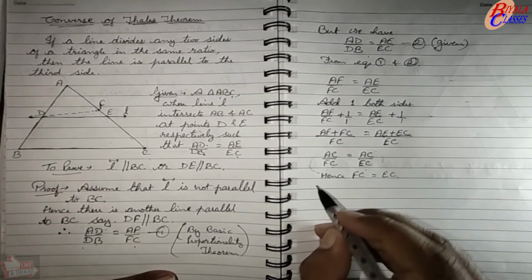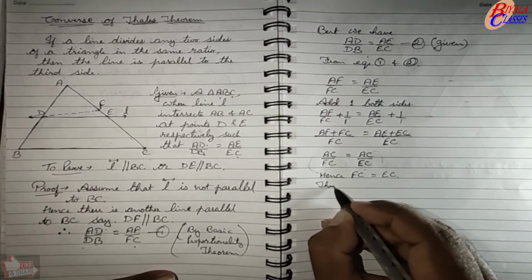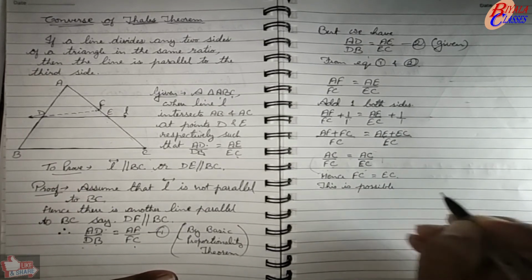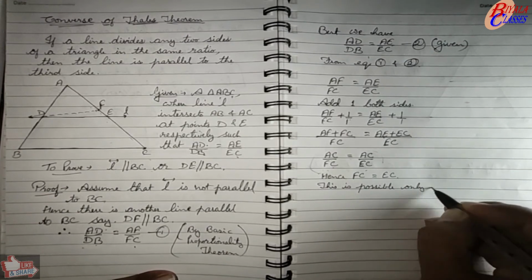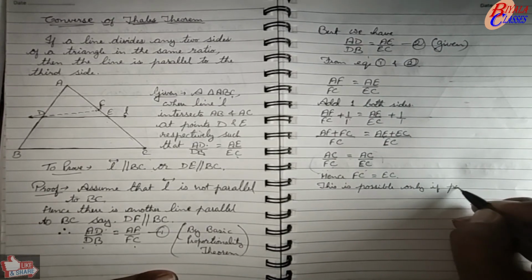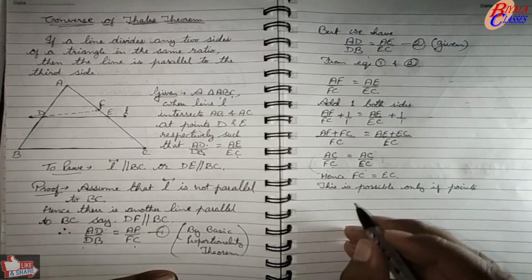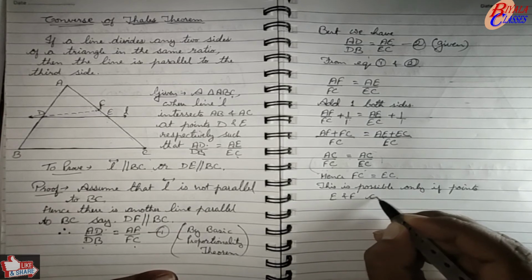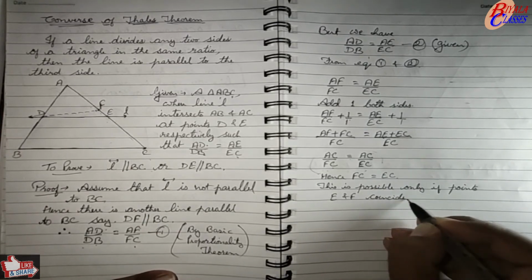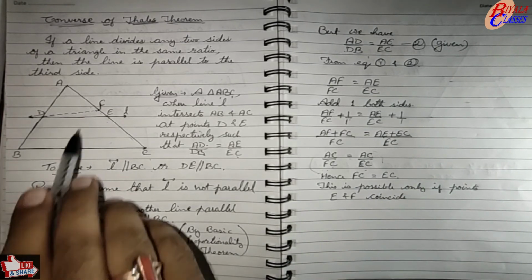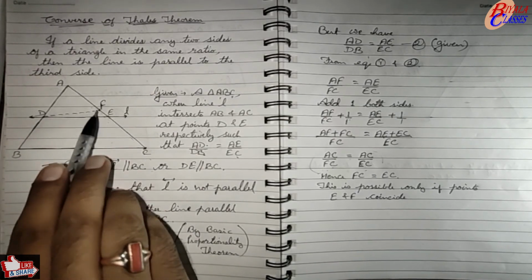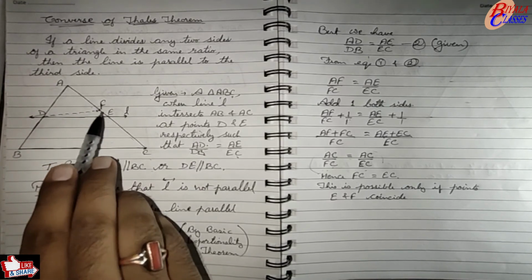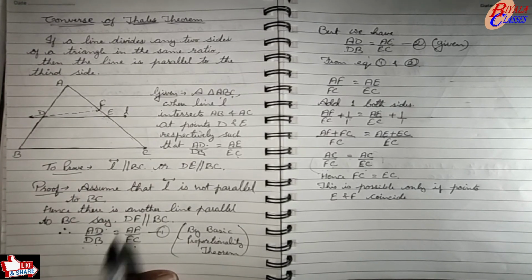So when will this be possible? This is possible only if points E and F coincide. Now when is this possible? This is possible only if the points E and F coincide each other. Coinciding each other means they'll both lie at the same place, one above another.